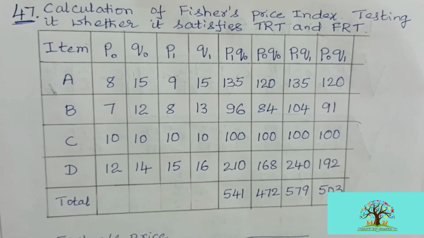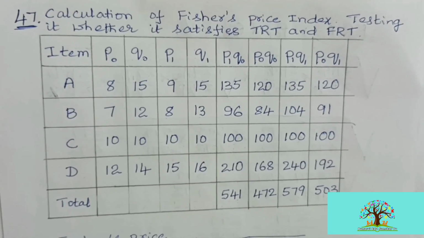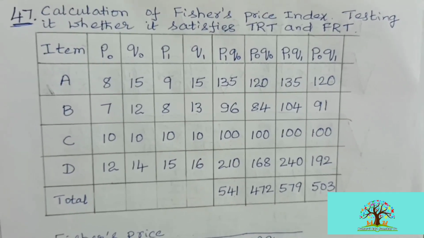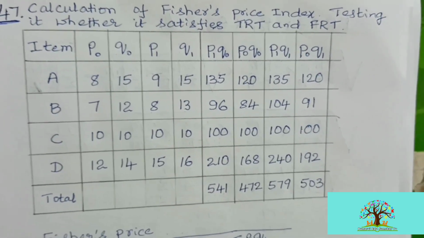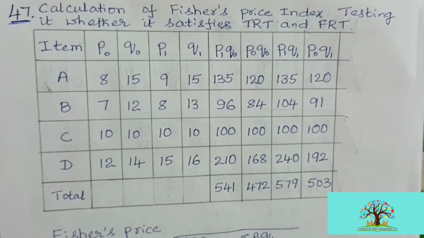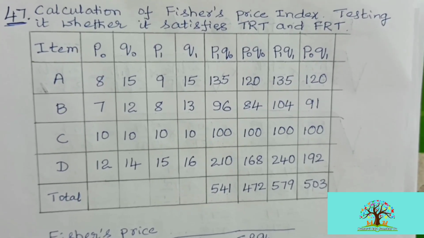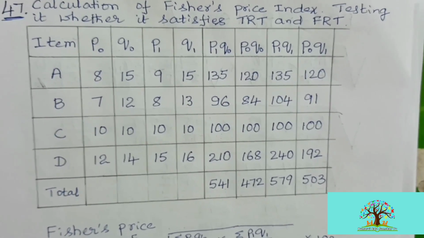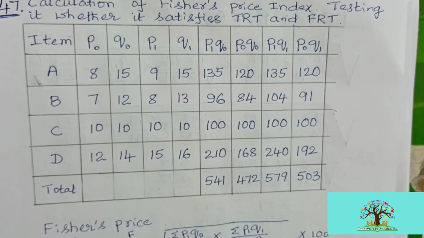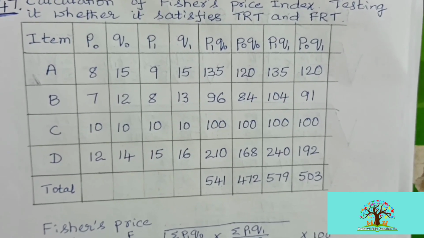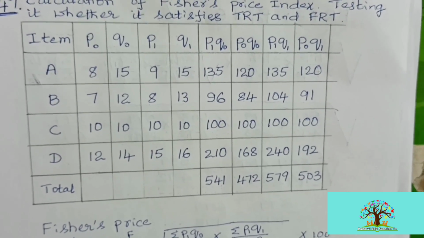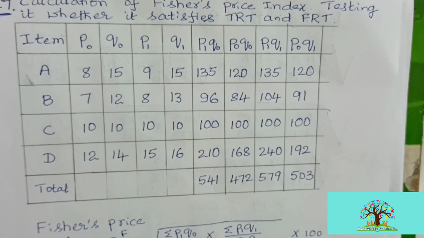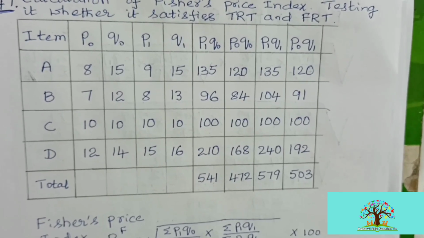Okay students, coming to the answer part for question number 47, calculation of Fisher's price index, testing whether it satisfies TRT and FRT. So for the question we are writing the table. Items you have to write in the first column. Second column, that is base year price p naught, and the third column base year quantity, small q naught, and fourth column it is current year price p1, and fifth column it is current year quantity, small q1.